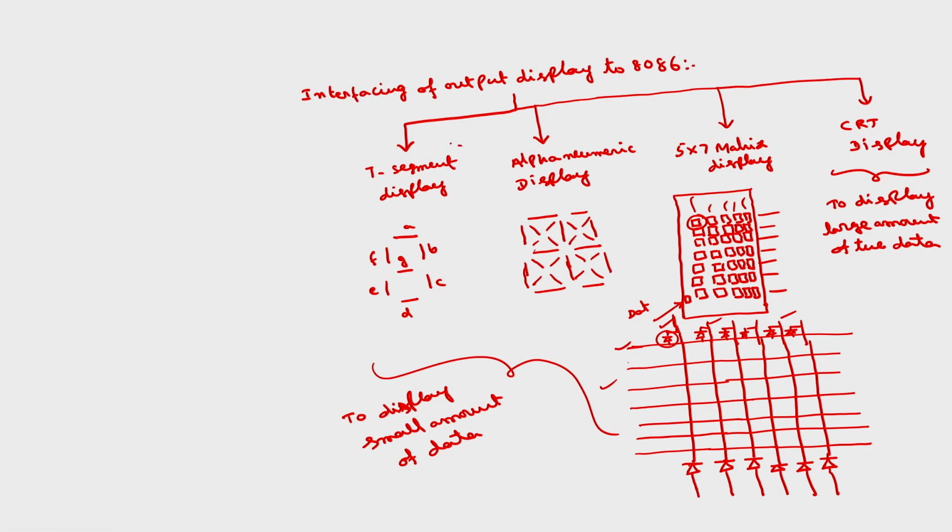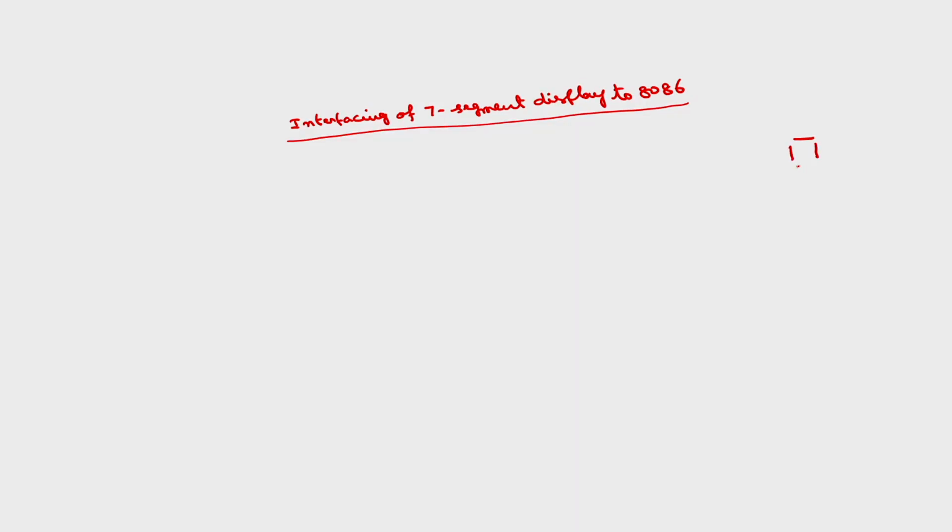First, we will discuss how to interface a 7 segment display to the microprocessor 8086. Interfacing of 7 segment display to 8086. There are 2 types of 7 segment displays. One is called common anode, another is called common cathode. As I have discussed, there are totally 7 segments.